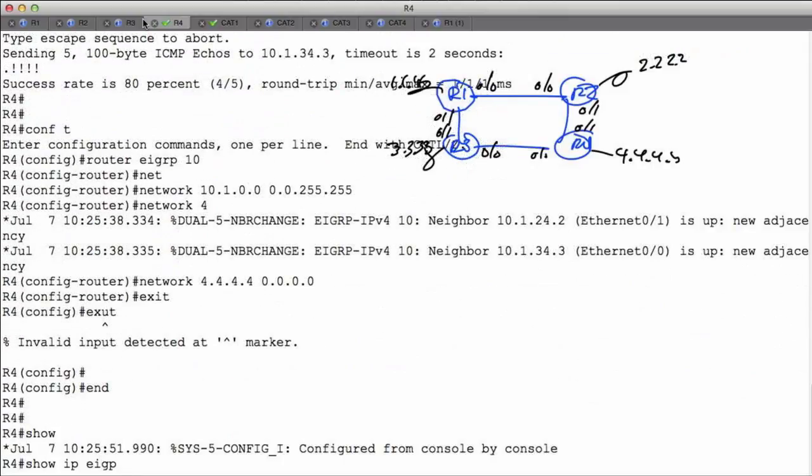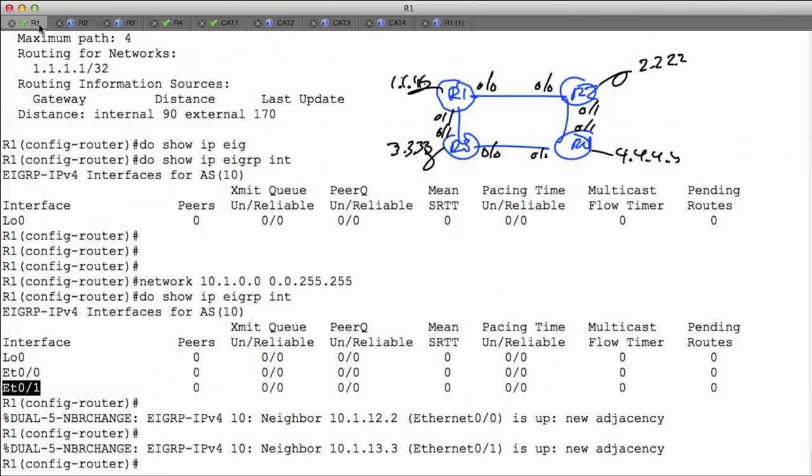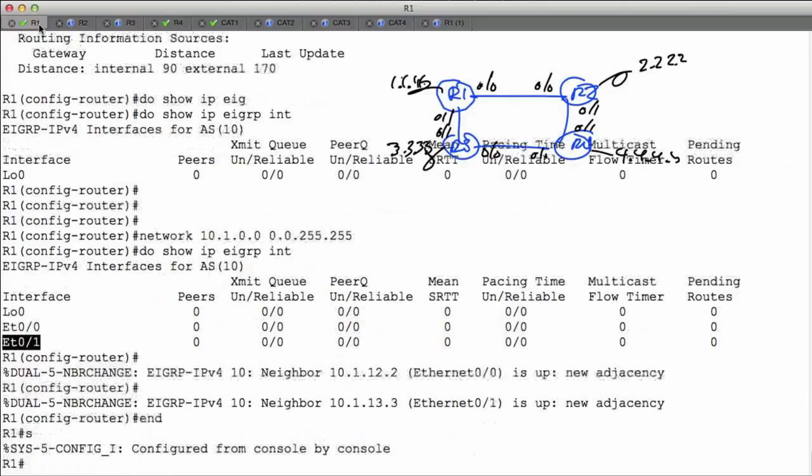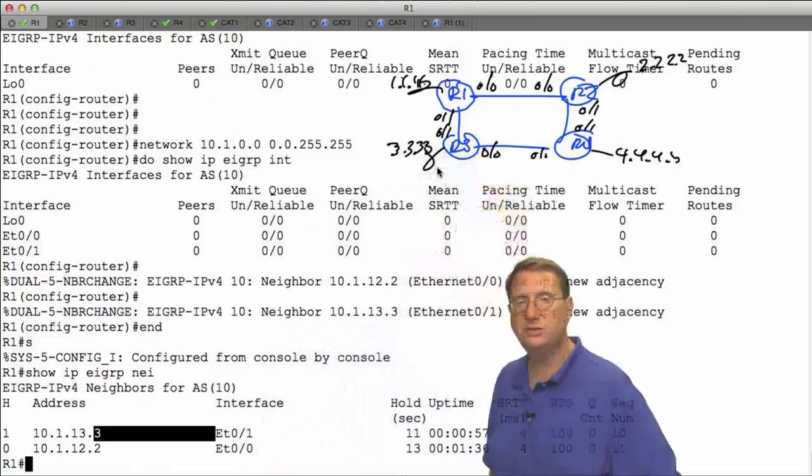Show ip eigrp neighbors is going to tell me that I should be connected to R3 and R2. Over on R1, if I do the same thing, I should be connected to R2 and to R4. And actually it'll be R3. So show ip eigrp neighbors, and notice I'm connected to R3 and R2. So this device is connected here and connected here. Now what I want to do is look at the routes that I'm learning.